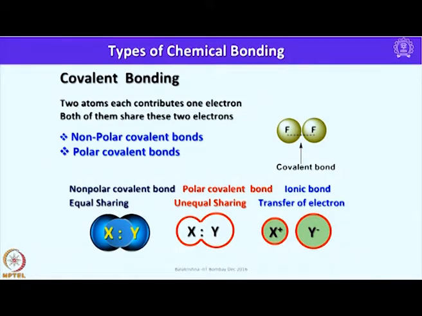Non-polar covalent bonds have equal sharing, and polar covalent bonds have unequal sharing. This happens when the electronegativity difference is marginal or a little more, whereas in an ionic bond there is transfer of electrons. It happens between the most electronegative elements and the most electropositive elements, that means alkaline earth metals or alkali metals with halides is an ideal example. I have also listed some bond enthalpies in this table.